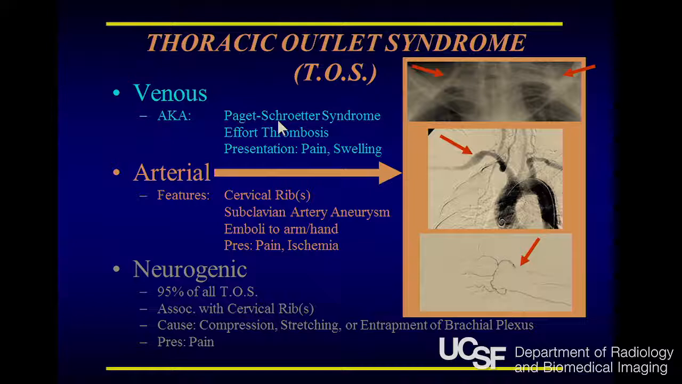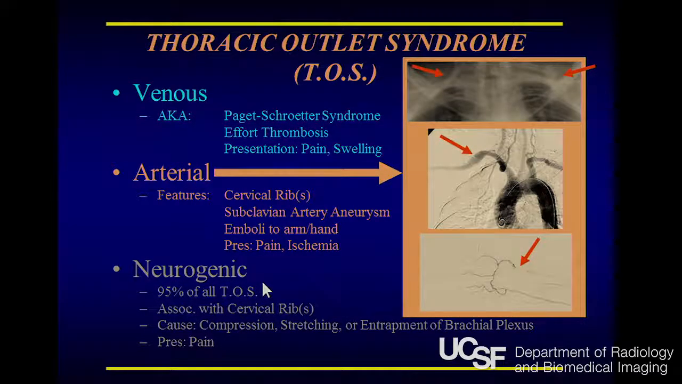That's also known as Paget-Schroeder syndrome, effort thrombosis, and that presents in patients with pain and swelling of the affected upper extremity. There are other types of thoracic outlet syndrome, as we all know. Arterial is one of them, and that's highlighted by a cervical rib. And what happens is that cervical rib can traumatize the subclavian artery, cause aneurysm formation there, clot forms in that artery that can embolize down to the hand. So these patients present with severe upper extremity ischemia and pain.